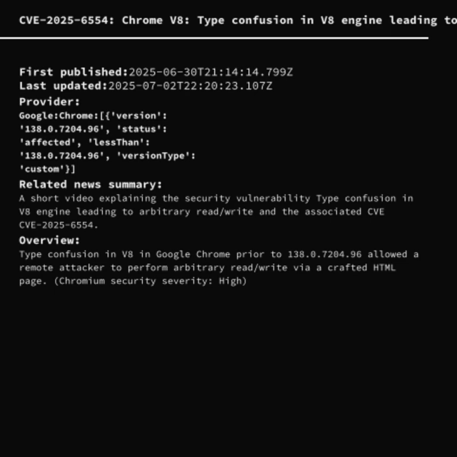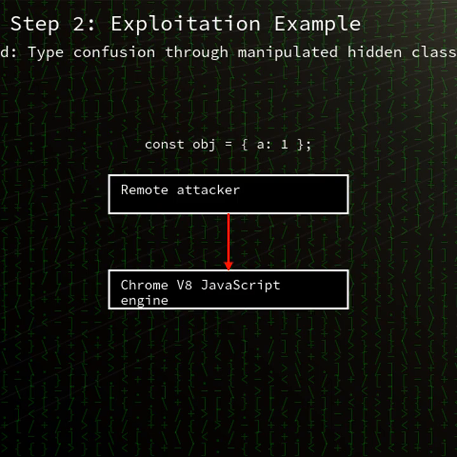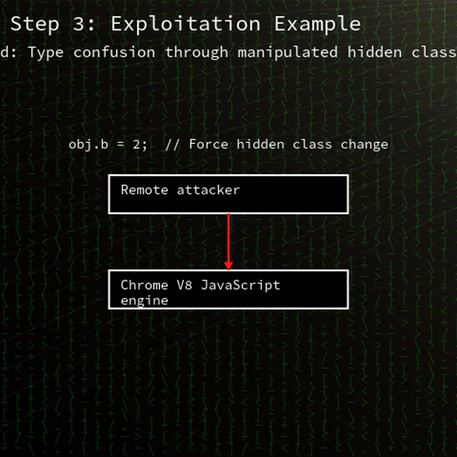In this episode, we'll discuss CVE-2025-6554, a high severity zero-day vulnerability in Google Chrome's V8 JavaScript engine. This flaw has been actively exploited in the wild and is the fourth Chrome zero-day patched by Google in 2025. The vulnerability affects Google Chrome versions prior to 138.0.7204.96 on all supported platforms.